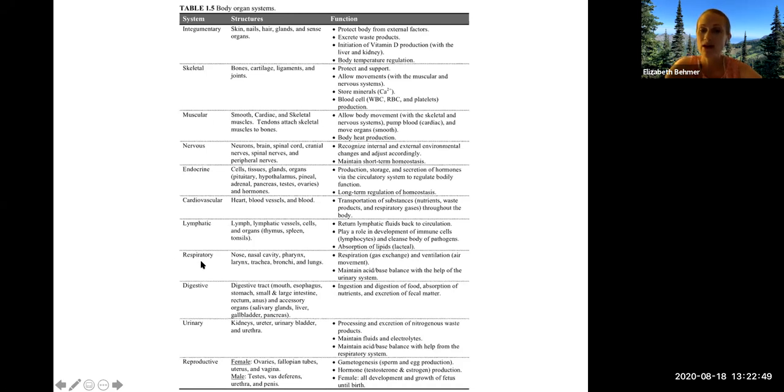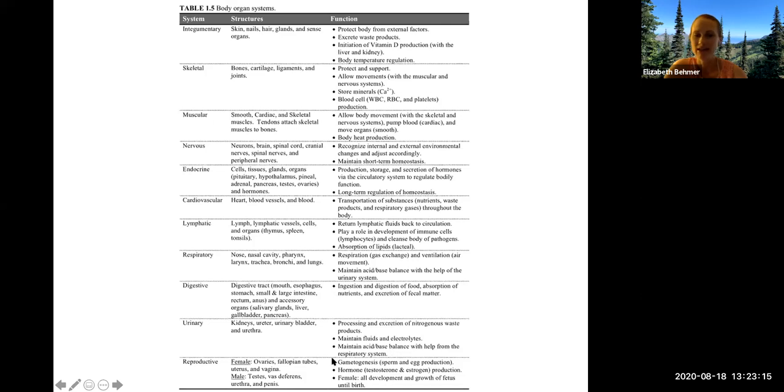Respiratory system helps to bring in air and exhale carbon dioxide. So you breathe in oxygen because all of your cells need oxygen. And then you exhale carbon dioxide, and CO2 is just a waste product of all your cells. Then your digestive system helps with taking in food, absorbing all the good stuff out of food, and getting rid of anything your body doesn't need.